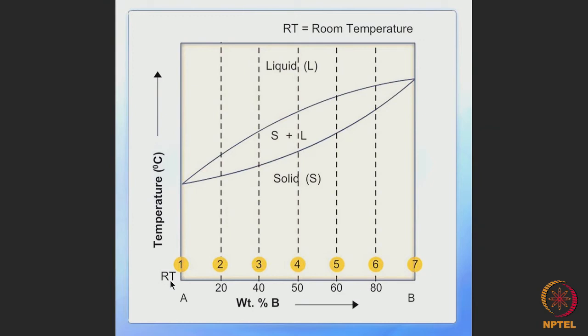Say for example, we choose these 7 compositions. 1 and 7 are the pure components A and B, and 2, 3, 4, 5, 6 are 5 different alloys of A and B, 2 containing 28% of B, 3 containing 48% of B, 4 containing 58% of B, the fifth one containing 68% of B, and the sixth one containing 88% of B.